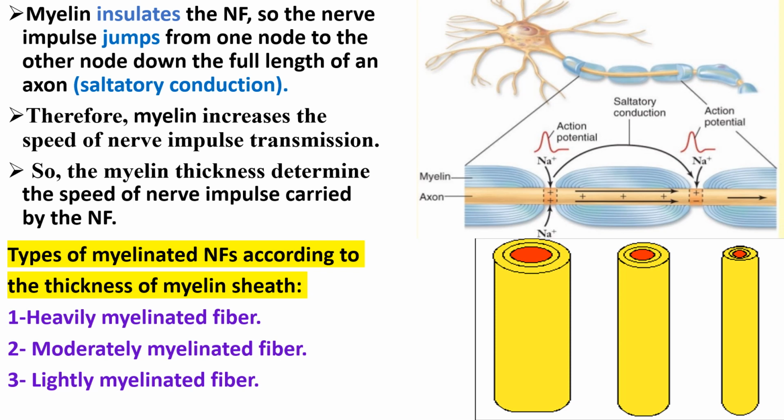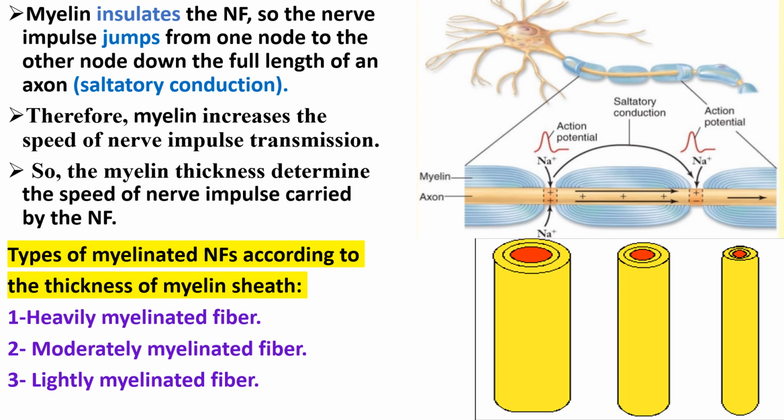So myelin thickness determines the speed of nerve impulse. Determine means it controls the speed of passage of the nerve signal. Myelin thickness determines the speed of nerve impulse.